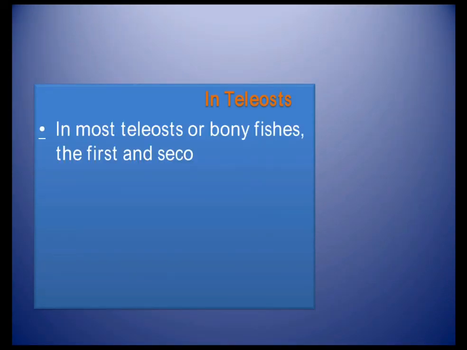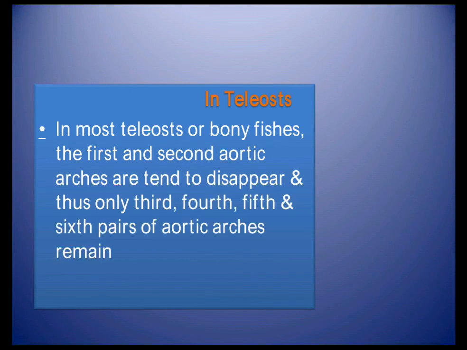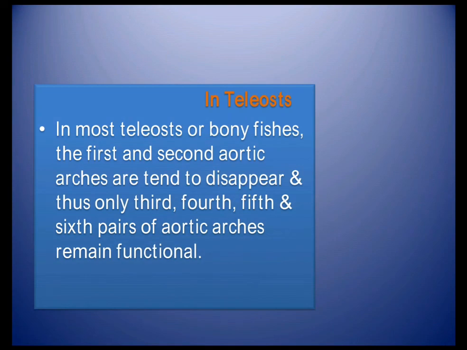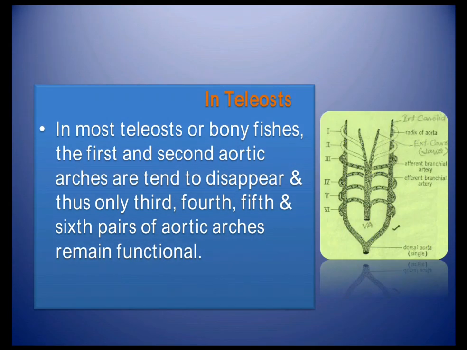Now students, going further, if I talk about the teleosts, these are the bony fishes. If we take the concept of the aortic arches in teleosts, in most of these bony fishes, the first and the second aortic arches tend to disappear. So in evolution, these teleosts have lost their first and the second aortic arches. So these have the numbers 3, 4, 5 and 6.